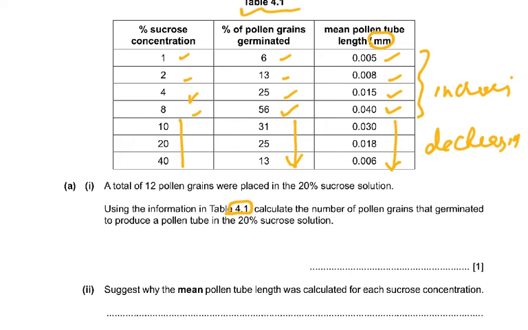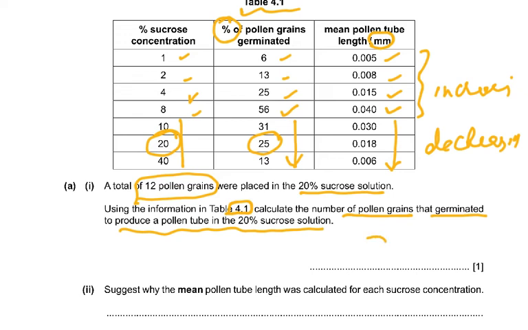A total of 12 pollen grains are placed in 20% sucrose. Using the information in table 4.1, calculate the number of pollen grains that germinated to produce a pollen tube in the 20% sucrose. Let's look at the 20% sucrose. Here it is. 25% germinated. Look at the unit. 25% germinated. So how many will have germinated out of 12 pollen grains? 3. 25% of 12, half is 6. So 50% would be 6.